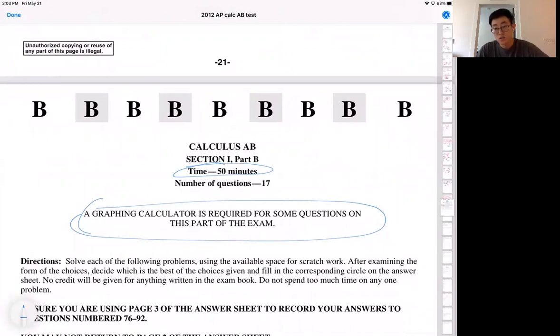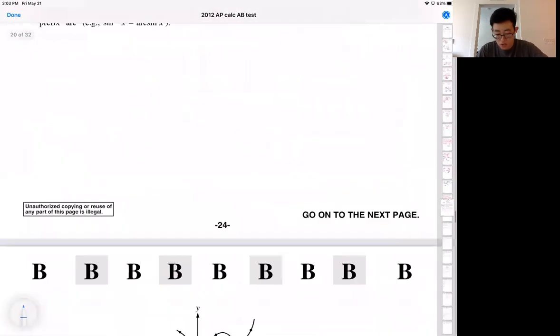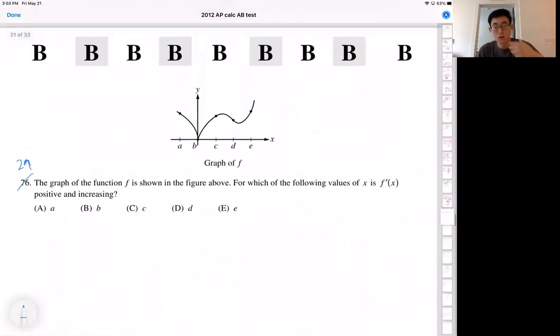There are fewer questions, but it's actually a lot more challenging to do, because you're expected to use calculators, you're expected to get the values and make sure that you have the correct answers. The graph of the function f is shown in the figure above. For which of the following values of x is f prime of x positive and increasing?